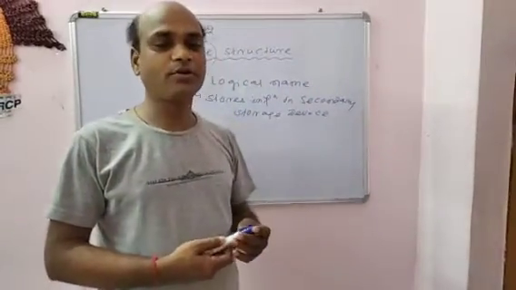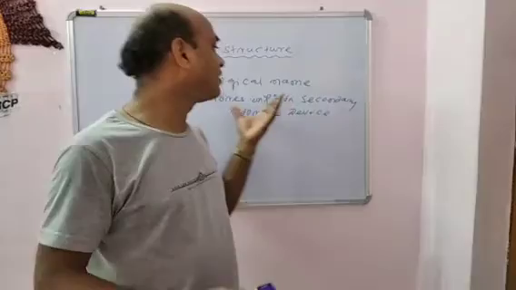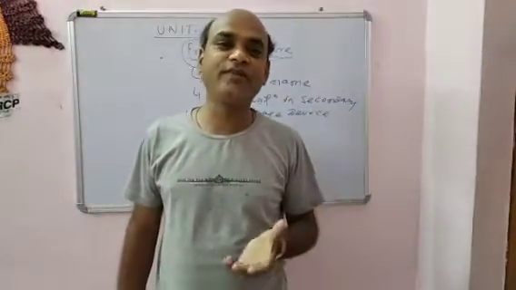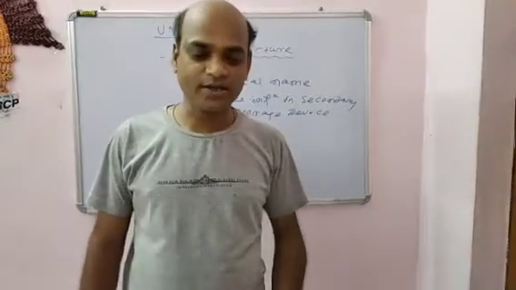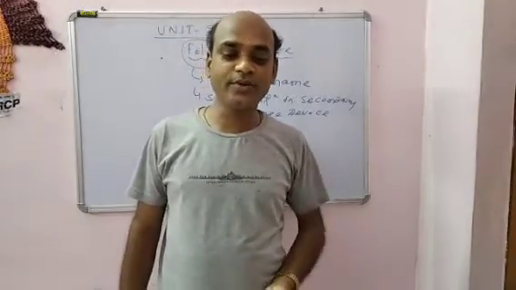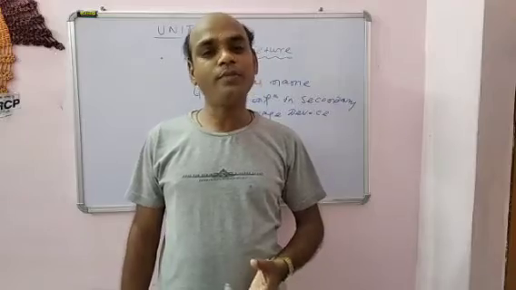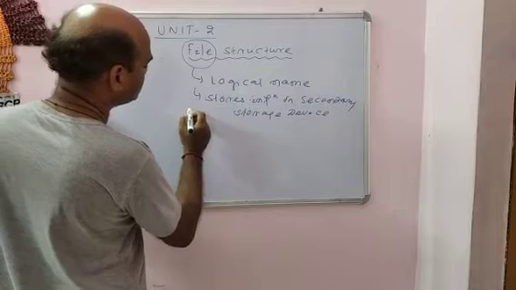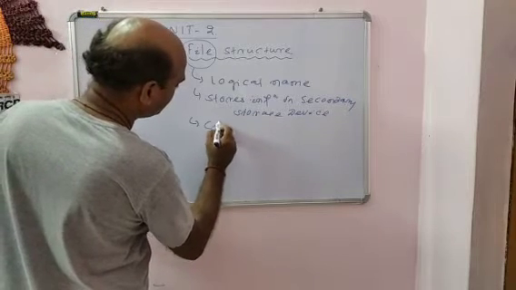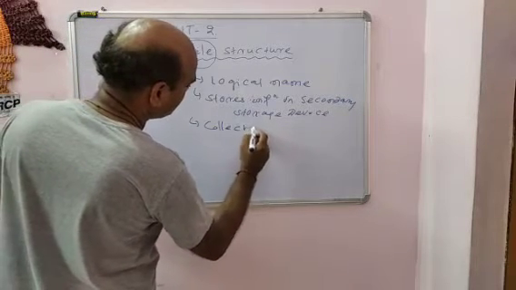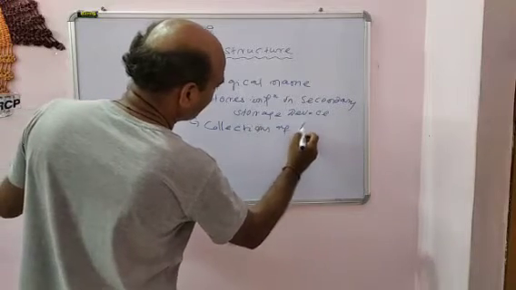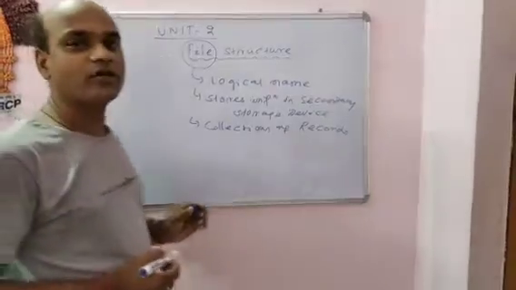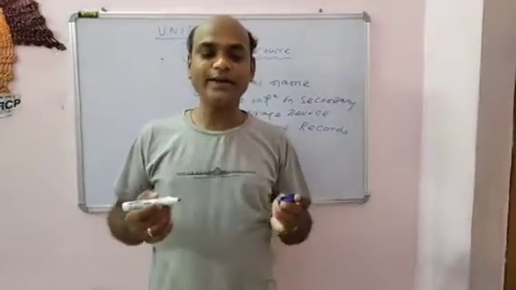Again, I will discuss some important terms of this file. A file is a sequence of records. What is a record? I will explain. The records are stored in binary format. So this file is the collection of records in binary format.